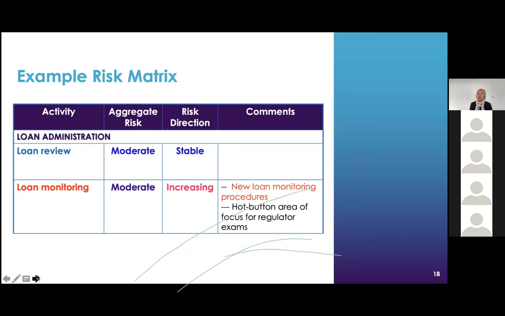And it was a new, what we call a hot button area for the focus of regulators. We knew the regulators were going to come in and examine our loan monitoring procedures, because they were focused on seeing if we were following up with clients in a timely manner. And they had penalized and fined other financial institutions in our market because they said they did not have clear monitoring procedures and the staff were not following the procedures correctly. So we knew this was an increasing risk direction because we were very worried about the regulators coming in. So that's an example of that.